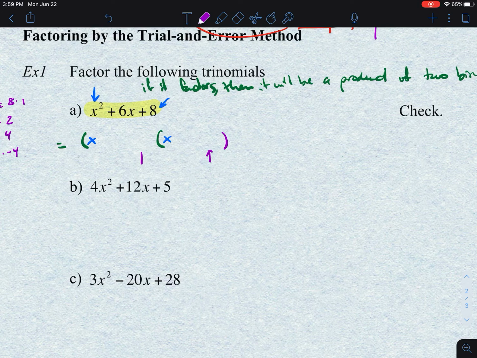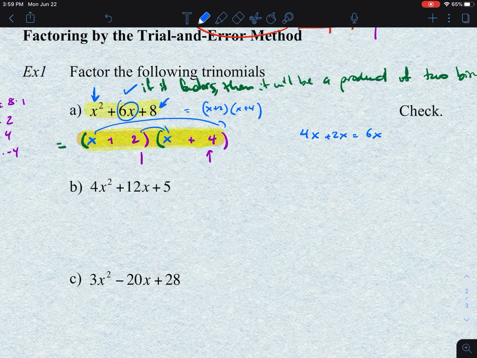So going back to this, if I want 8, I can try 4 and 2, and then since 8 is positive, I can do plus there and plus there, and then when I do the checking part, I can take x times, I said 4x for this one, and then that's 2x, so that's 6x. So that's the middle terms, so that's checked out. Okay, so our answer is x plus 2 times x plus 4. So this factors into x plus 2 and then x plus 4. So we'll take some practice until we get the middle terms correctly.